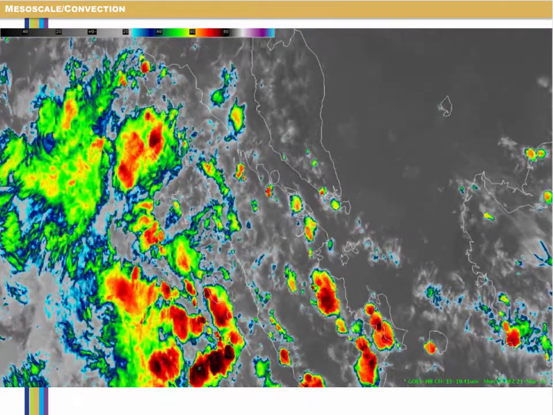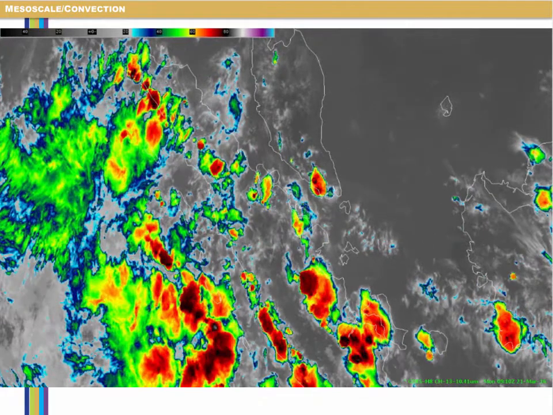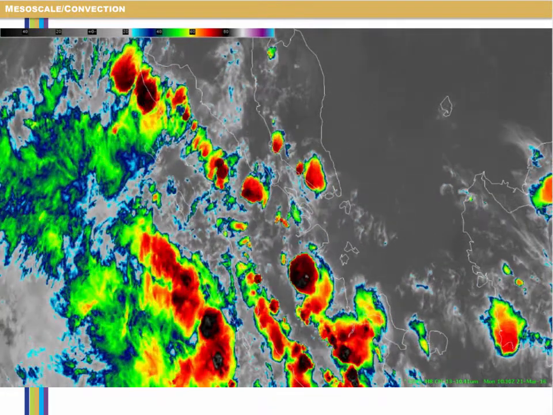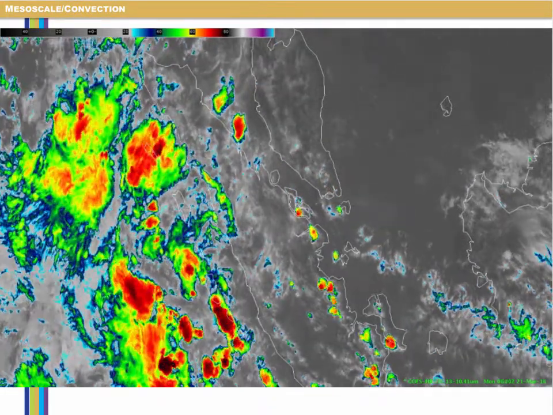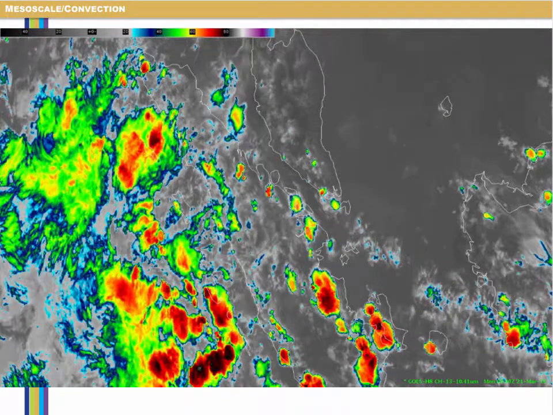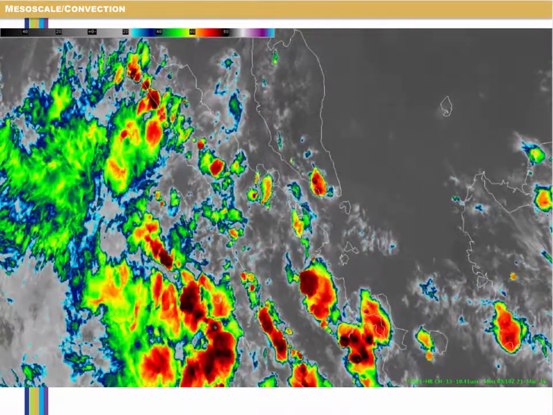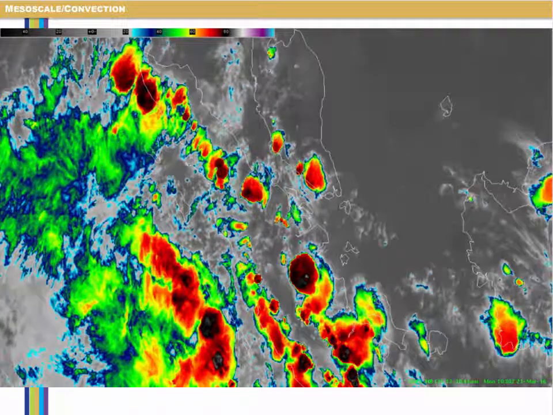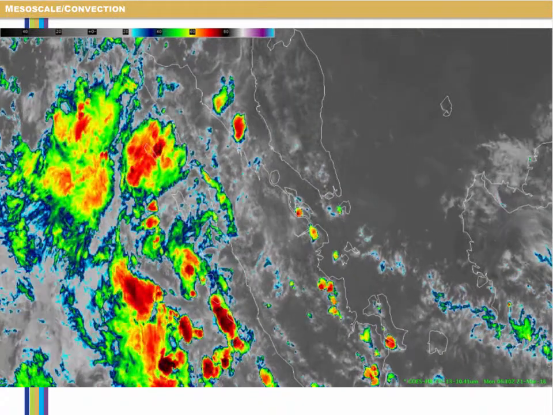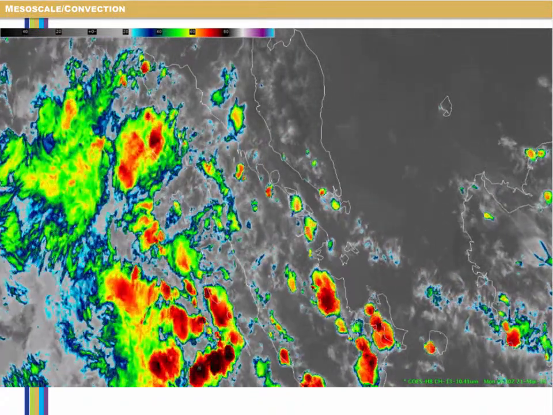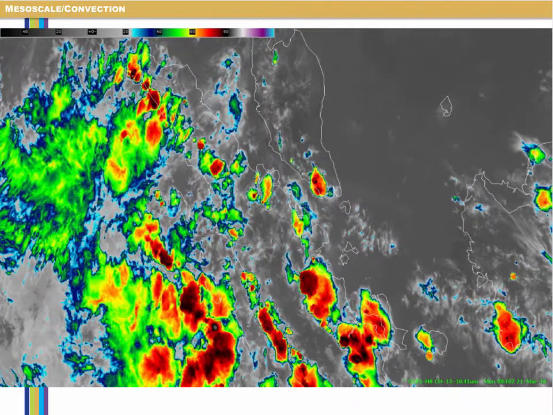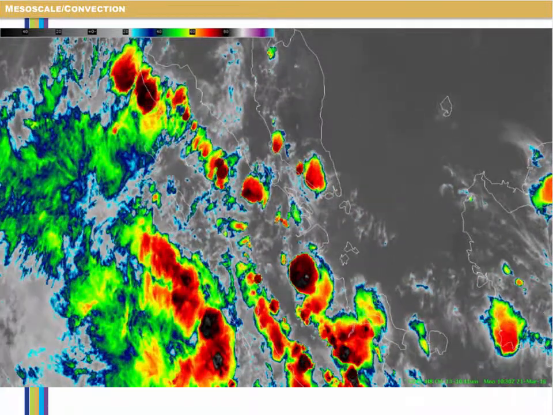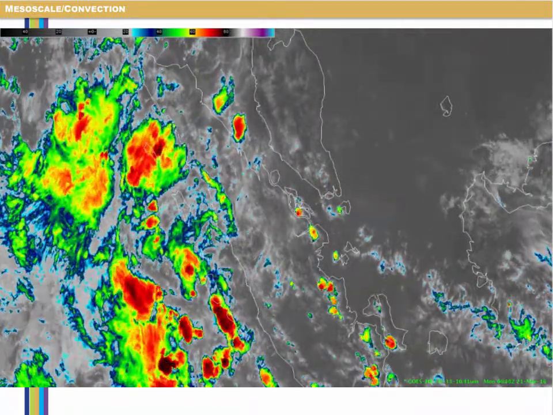Here's band 13 at 10.4 microns, and this should definitely be used in low-level boundary identification, particularly at night as well, since the visible imagery can only be used during the day. This is close to the 10.7 micron band that you're accustomed to viewing with the current GOES. However, you'll be able to more readily identify boundaries with the improved spatial resolution.